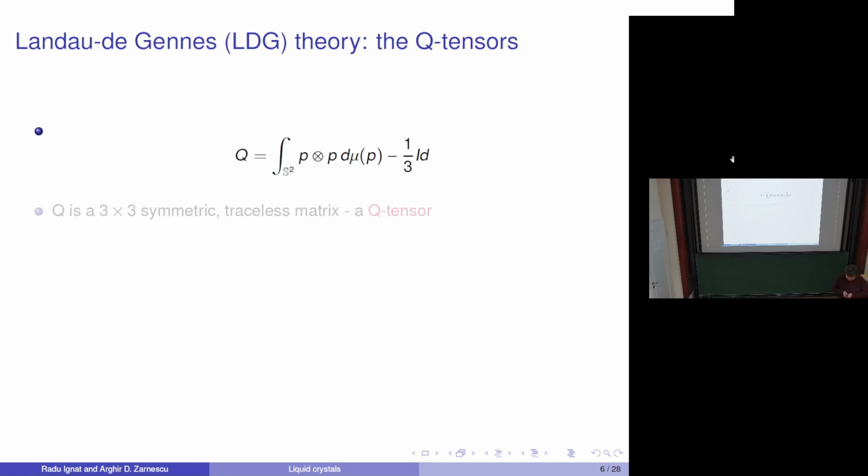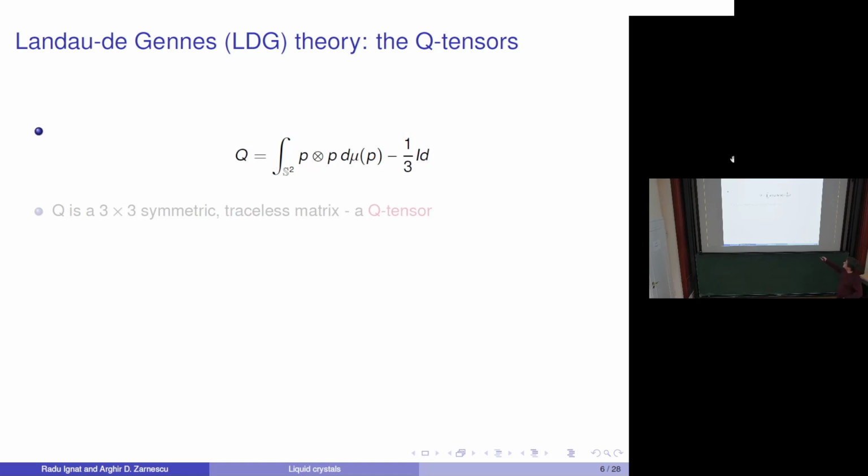His intuition was not to use the full measure, but just a moment of the measure. So the first moment would be something like this: you integrate p with respect to this measure on the unit sphere. But if you do that, you get 0. Because of this physical symmetry, mu of A equal to mu of minus A, that first moment would be 0. So we can look at the next order moment.